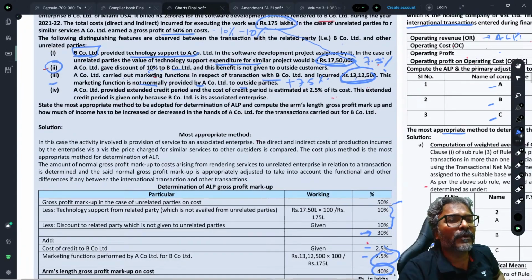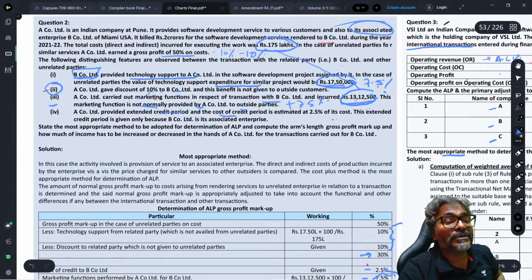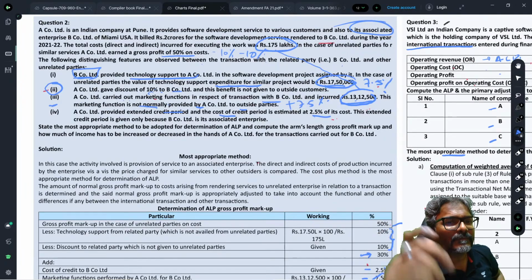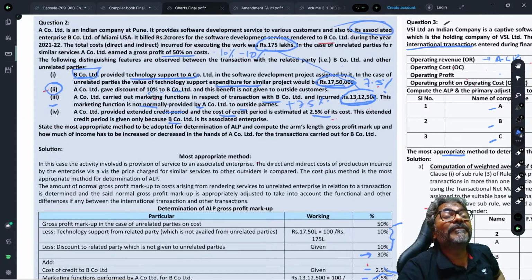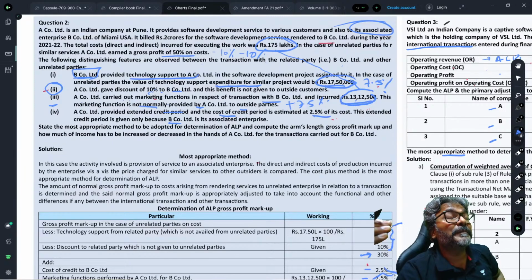And the last point, number 4: A company limited provides an extended credit period at the cost of the credit, and the cost of the credit period is 2.5%. So if I'm giving this in my international transaction to B company limited, I am giving the extended credit. If the credit is given, it will increase the price because the price will be inclusive of the financing charges. So if that is the case, the selling price will increase.